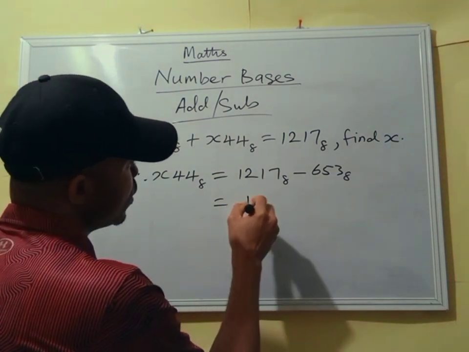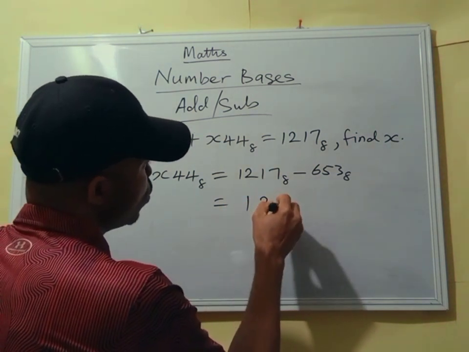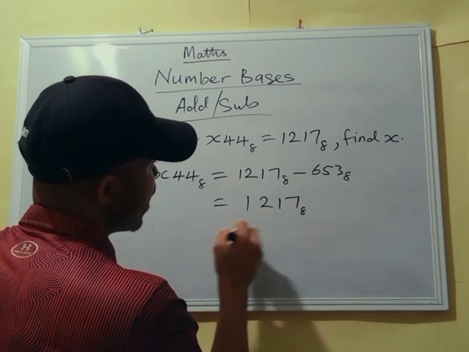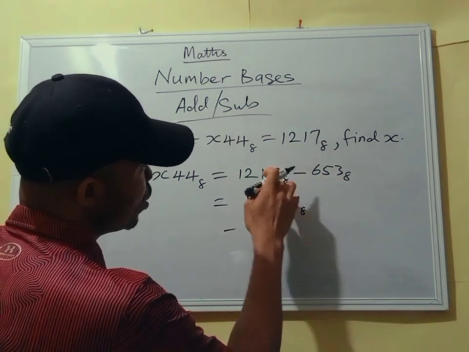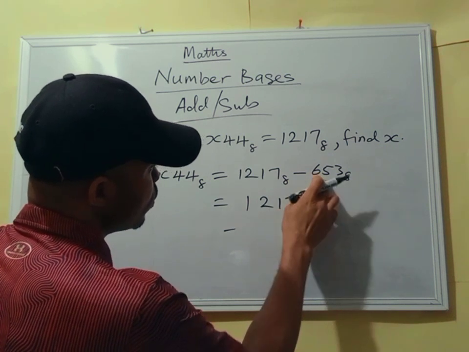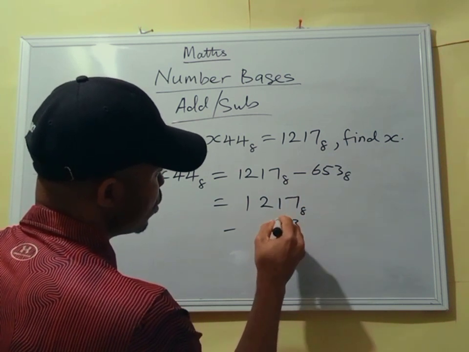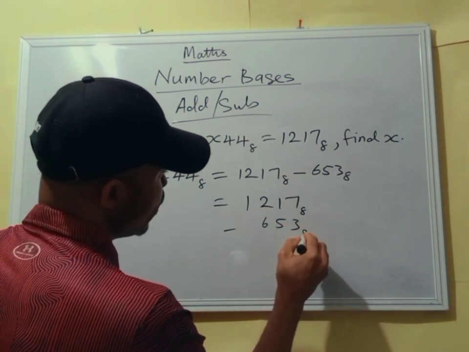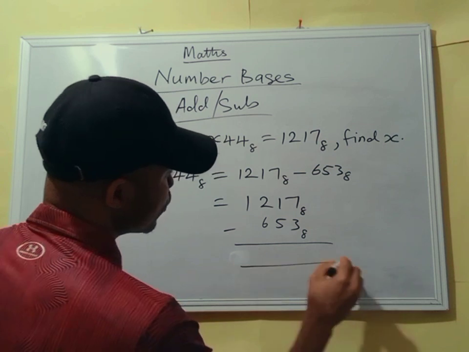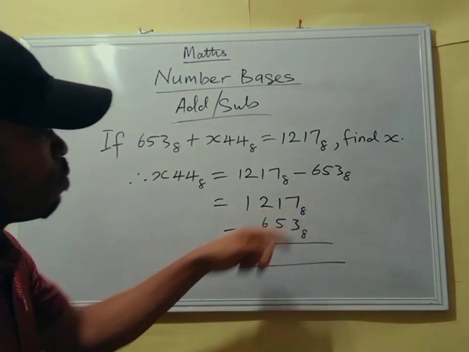So we can put it like 1217 base 8 minus 653 base 8. Always remember to arrange according to place value. Unit digit should go under unit digit, tens digits under tens digits, and hundreds digits under hundreds, also base 8. So you do this. Alright? Okay. 7 minus 3 is 4.